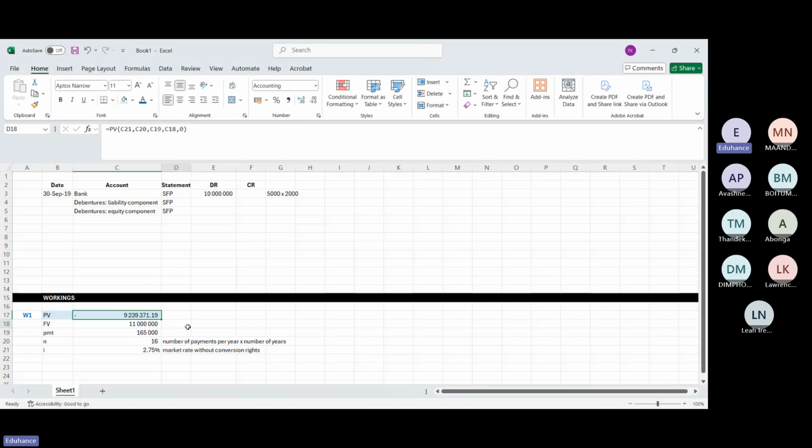So it is 9 point whatever the number is. That is the amount. It will show as negative, that's just how the formula works. Future value and payment are always in the same direction, and present value will be in the opposite direction. Because I had these in positive, that will be negative. So the liability component is simply going to be equal to that.